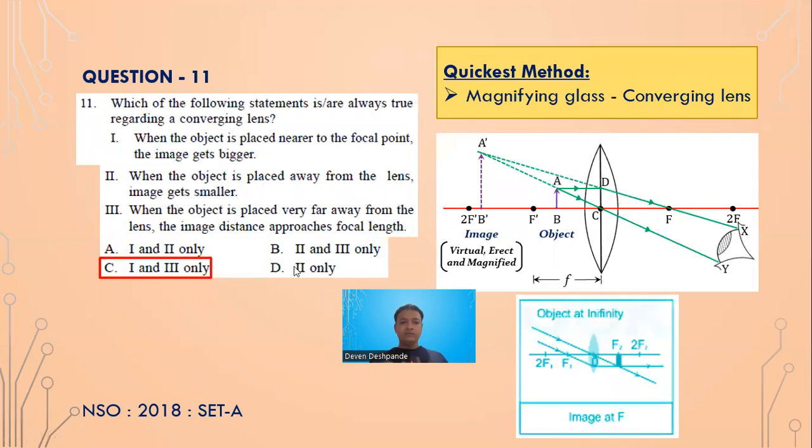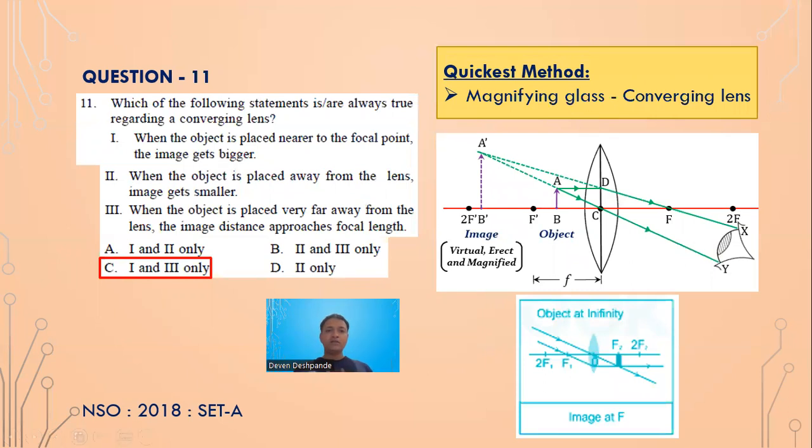Okay, next one. Which of the following statements is or are always true regarding a converging lens? Isn't it? The converging lens is where the rays, when they strike the lens, will converge at the focal point. Similar to a magnifying glass, isn't it? A magnifying glass is a converging lens. When the object is placed near to the focal point, the image gets bigger, which is true, isn't it?